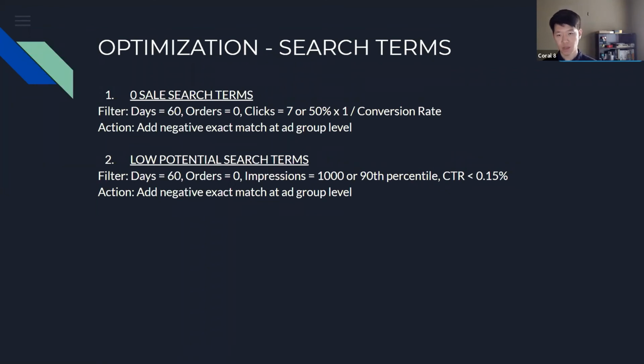If the search term shows low potential, so it's getting impressions but the CTR percentage is pretty low, less than 0.15%, we'll do the same thing. We'll add it as a negative exact match at the ad group level.